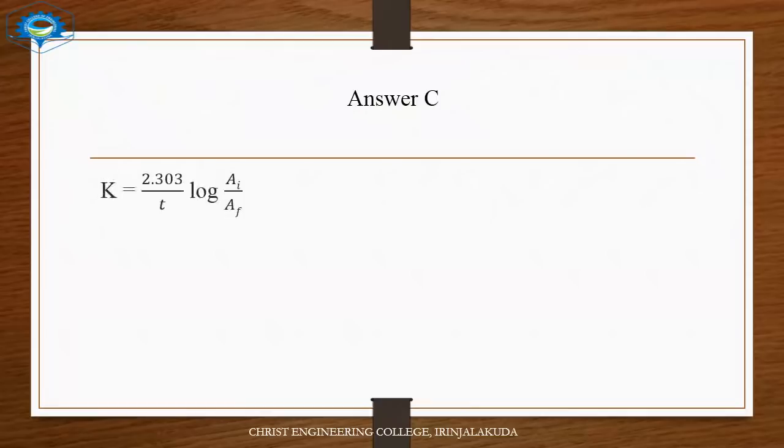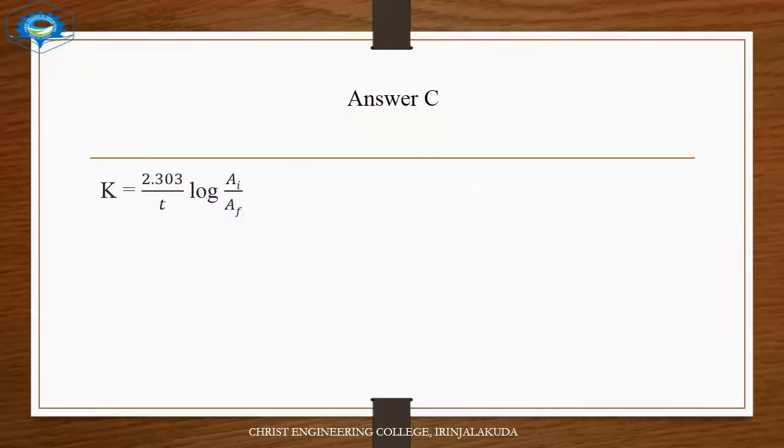The rate constant for a first order reaction is K equal to 2.303 divided by t, log of initial concentration of the substance [A]i divided by final concentration of the substance [A]f.